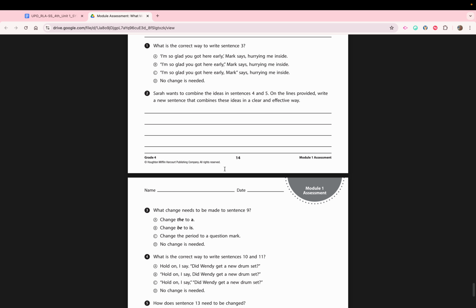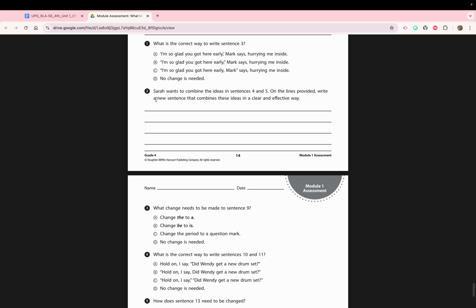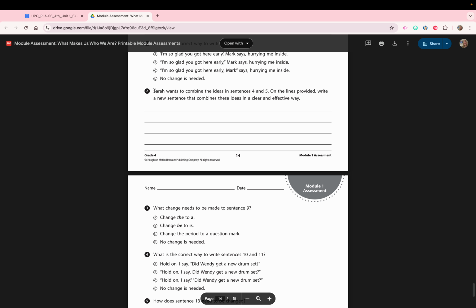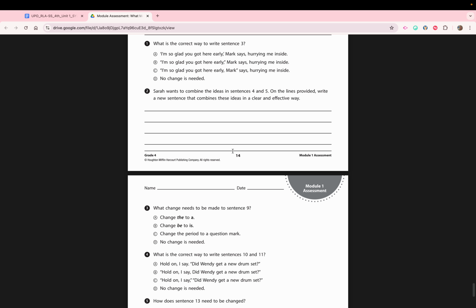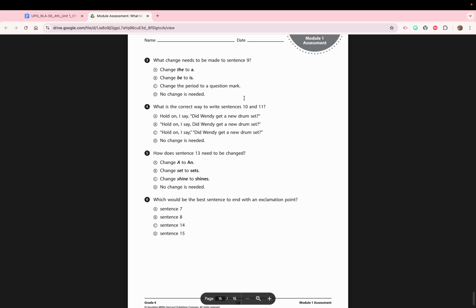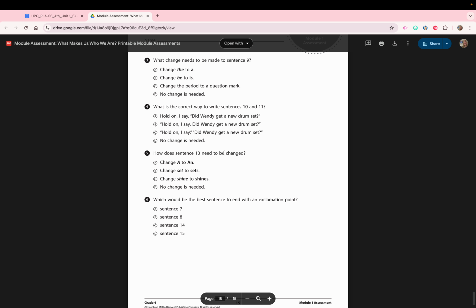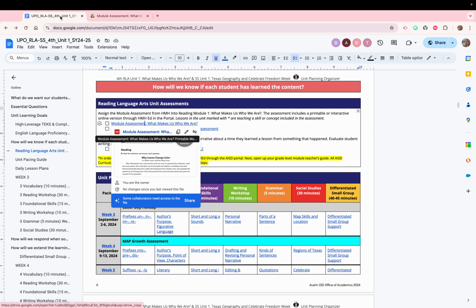It's important to notice that in the module assessment, one of the questions here is actually a short answer. This is typical of STAAR as well, that there will be a short answer writing or grammar question. And this is actually a very common question, which is combining the ideas in sentences 4 and 5. So just having kids familiar with some of that language is important. What changed? What's the correct way to write the sentences? All these topics through here would be what is going to be covered in the grammar units for these couple of weeks of the unit.